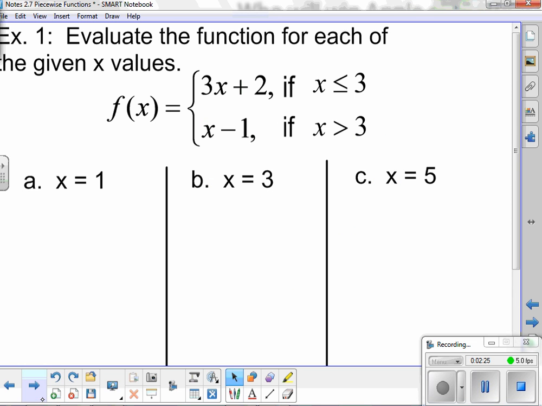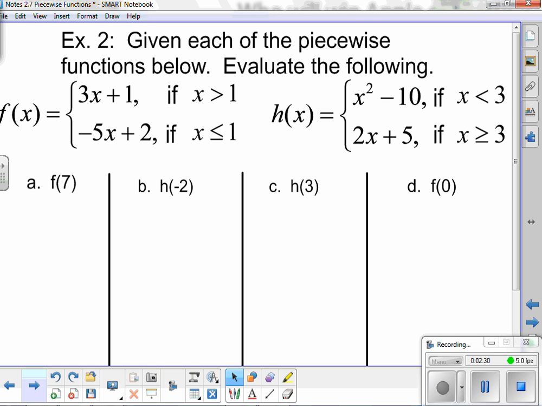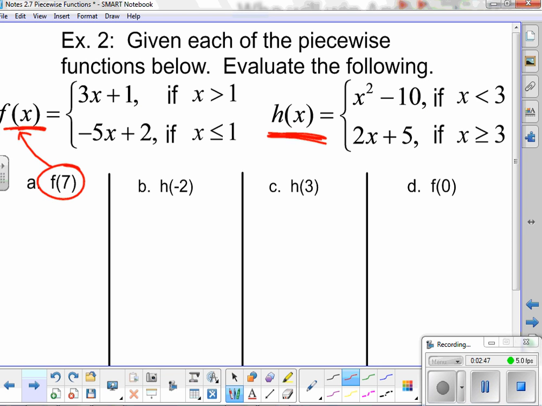So let's do an example of this. Actually, let's move to a more difficult one. With this one, we have two piecewise functions. One says f of x, the other one says h of x. Looking at this first one, this is f of 7. Since it's f, I'm going to look at the f function. Looking at the 7 part, so looking at your domain restrictions right here, 7 is bigger than 1. So we're going to use the top because it says f of 7, 7 is bigger than 1.